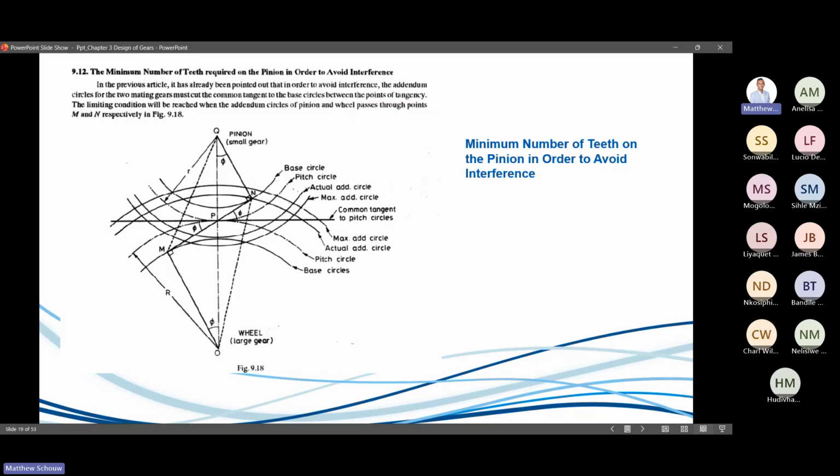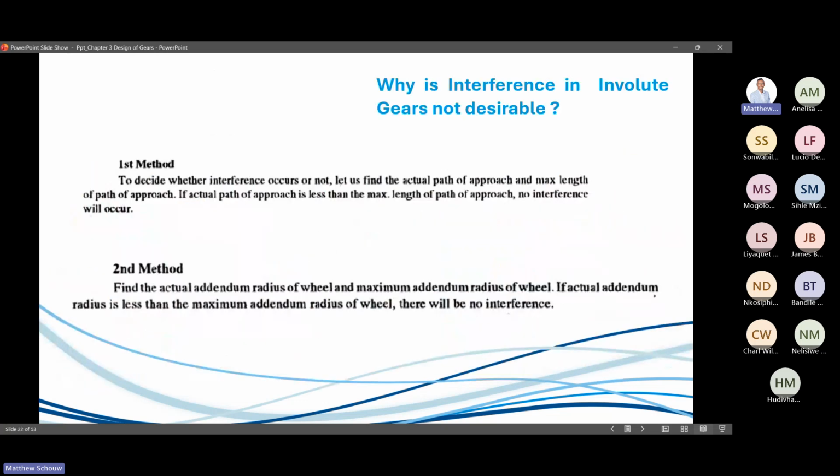And like I said to you, there are equations, but they're not produced in this text for interference. I think the slides are separate, but there are two methods, and I'll just mention the one. It says we need to first find the actual path of approach and the max length of path of approach. And if the path of approach is less than the max length of path of approach, then no interference will occur.